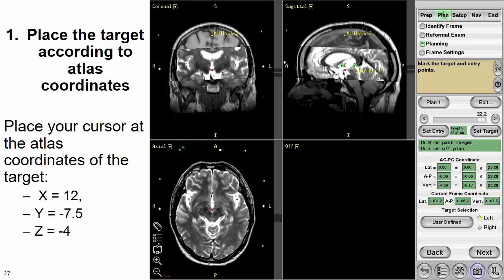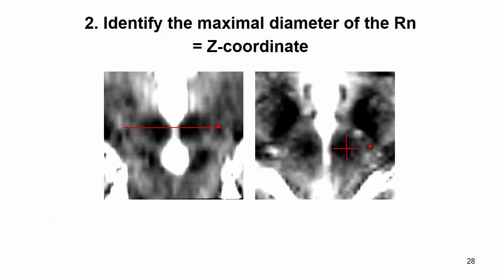The target in the PSA is identified on a T2 MRI. We start by placing the cursor at the laterality of 12 mm, 7.5 mm behind the midcommissural point, and 4 mm below the midcommissural plane. This is the atlas target. We then identify where the red nucleus has its maximal diameter, and this gives you the set coordinate.